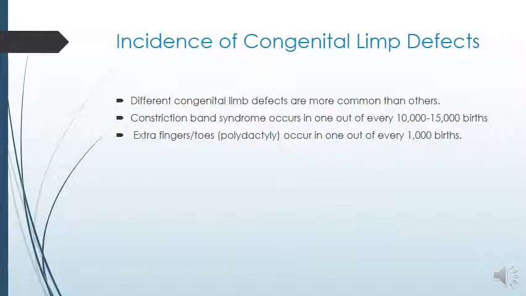The incidence of congenital limb defects is going to differ, and some are more common than others. Constriction band syndrome occurs in 1 out of every 10,000 to 15,000 births. Extra fingers and toes, polydactyly, occur in about 1 out of every 1,000 births.